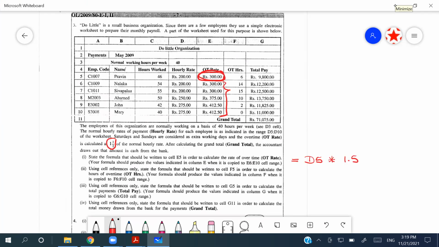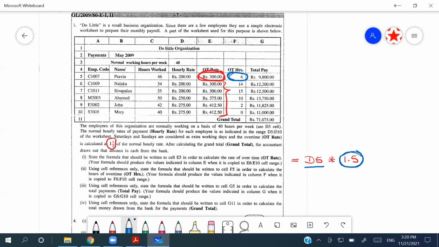Then in the second one, they asked, using cell references only, state the formula that should be written in cell F5 in order to calculate the hours of overtime. So F5 means where? Right over here, right? So they are asking us to write the formula using only cell references. That means no concrete values can be involved. Concrete values means values like this. Now here I have taken one cell reference and one concrete value. So here they are saying do not use any concrete values, only the cell references, right?